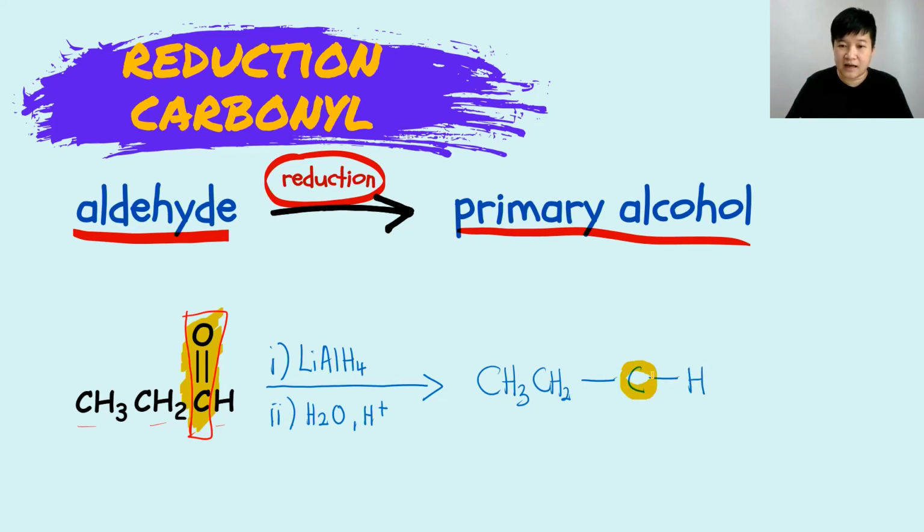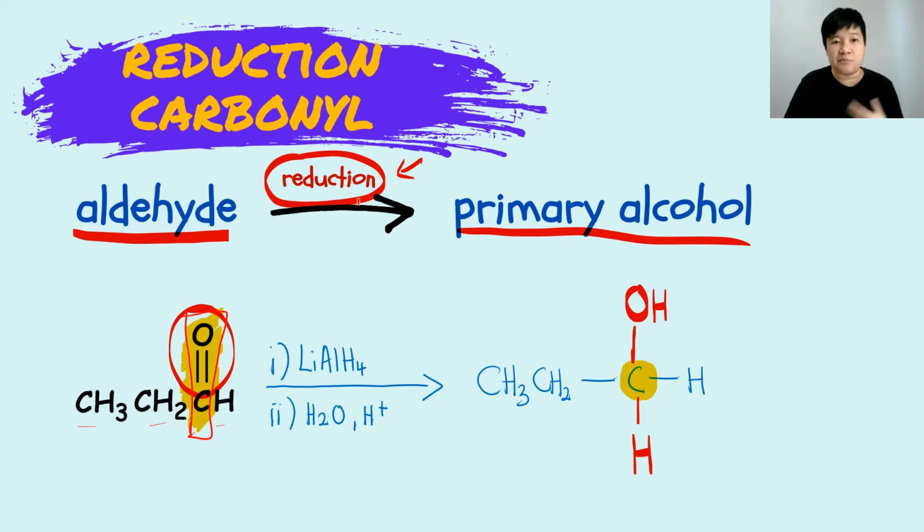And this is the carbon that was holding the double bond O just now. And when it's a reduction, what happened? The double bond O will become a single bond OH, adding in hydrogen. So oxidation means you add in more oxygen. Reduction means you add in more hydrogen.